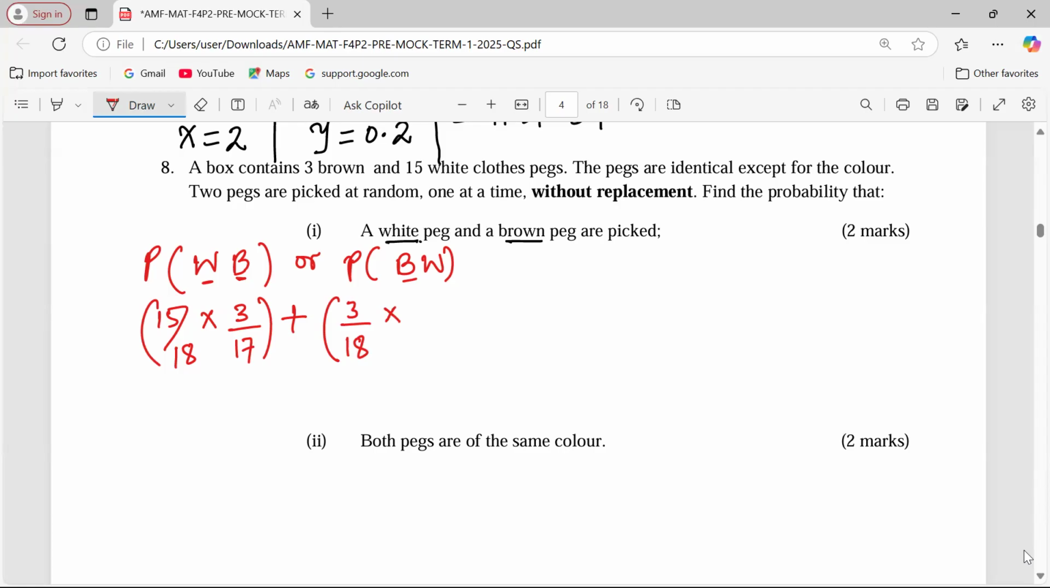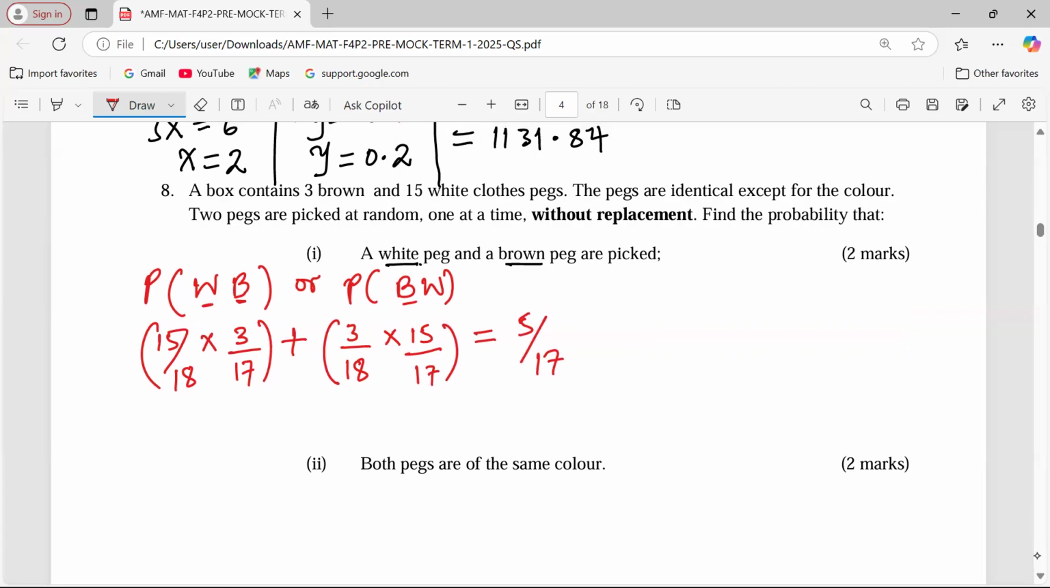Then you pick white. You didn't replace. But now because you picked brown, picking white will remain 15, but the total has been affected due to not replacing, 17. Yeah, that is what you're supposed to know. So we get 5 over 17. 5 out of 17. Remember, this question can still be solved using a tree diagram. But now that we can understand the values provided, it becomes very easy.